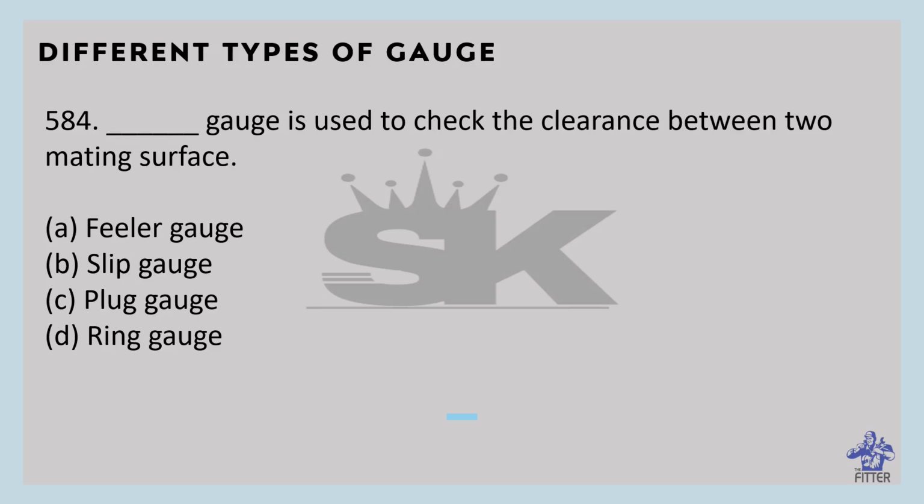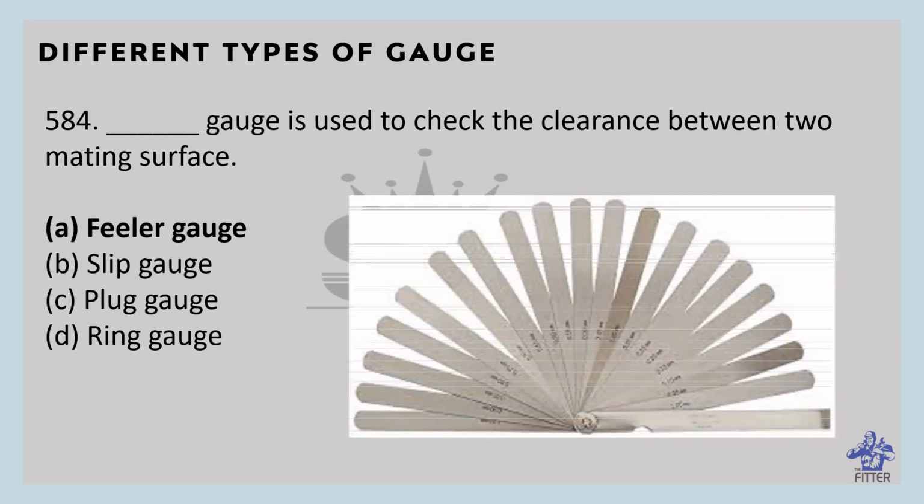Feeler gauge is used to check the clearance between two mating surfaces. That is the feeler gauge. You can see here in the image, this is the feeler gauge. It is used to check the clearance between mating parts. It consists of hardened carbon steel strips of different lengths. It can measure both in mm and inches.